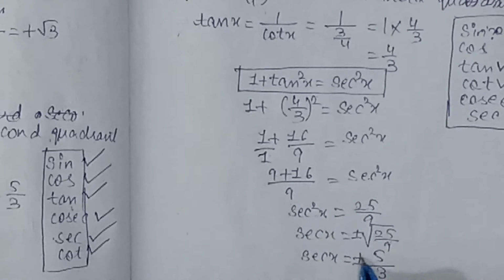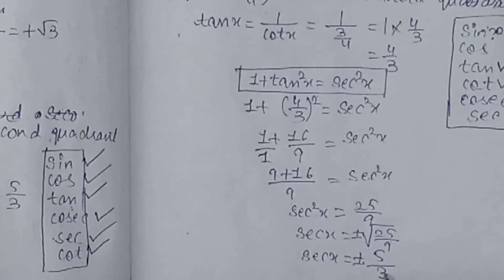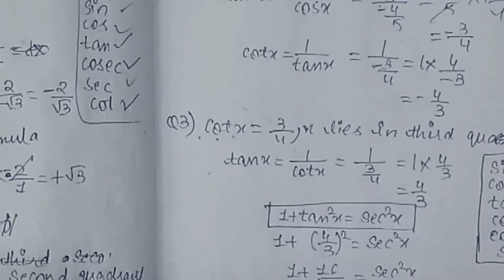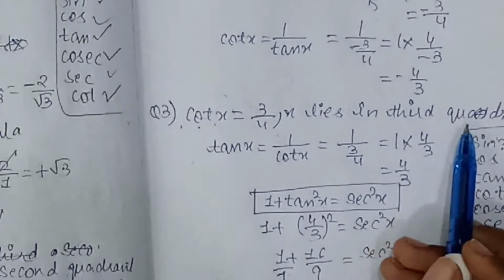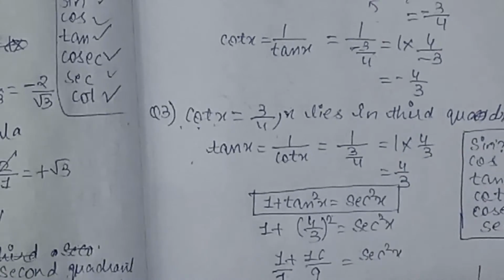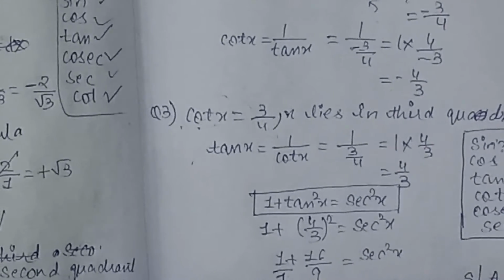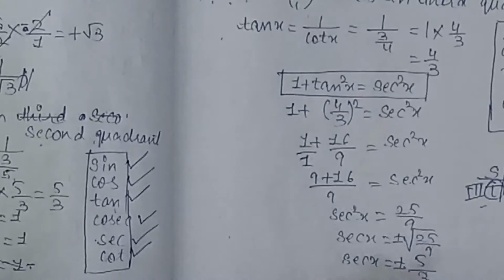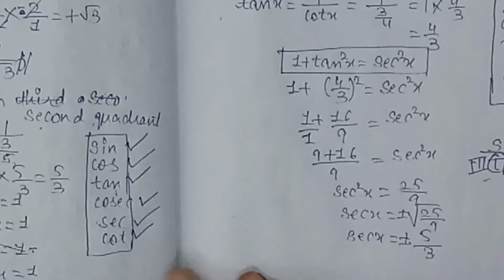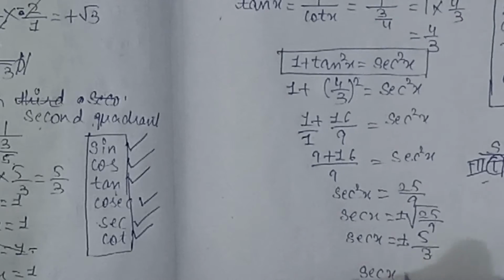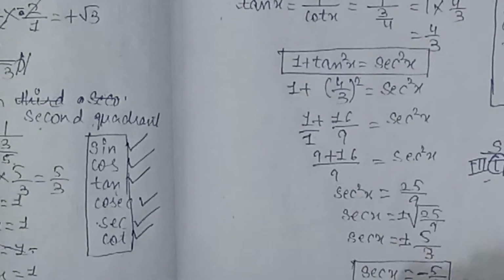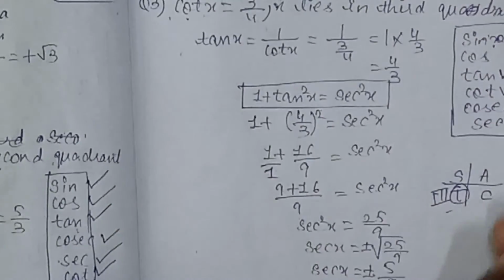So how should we know whether the secant x value is plus 5 by 3 or minus 5 by 3? They have given in the question that x lies in the third quadrant. Third quadrant means all silver teacups. Third quadrant means here, so here tan and cot are only positive, all others are negative. So secant x will be what? Negative value. Minus 5 by 3.